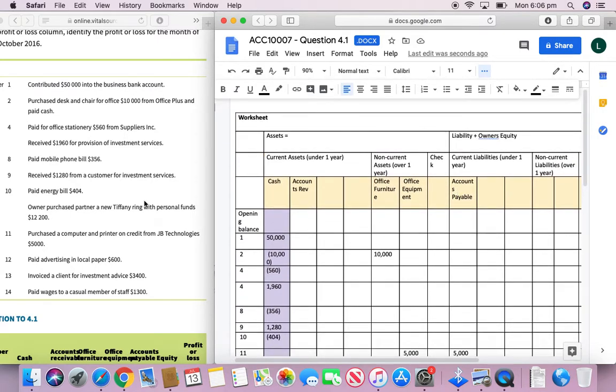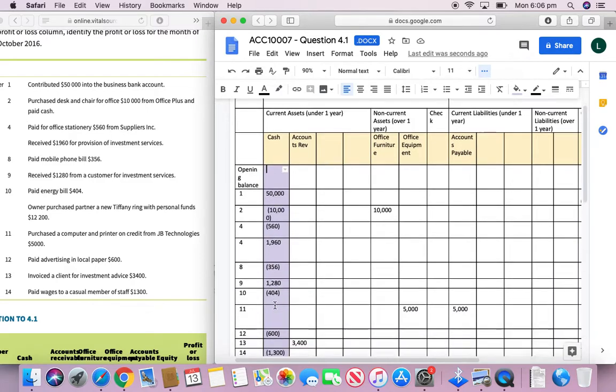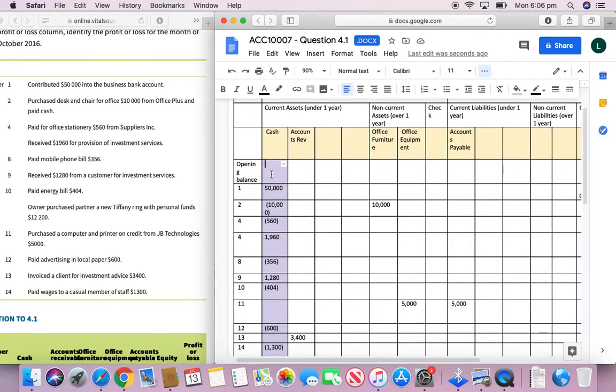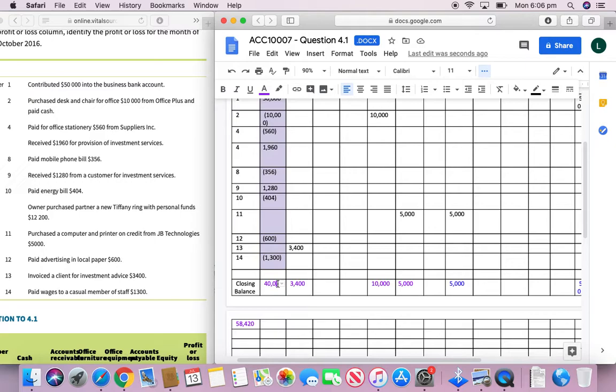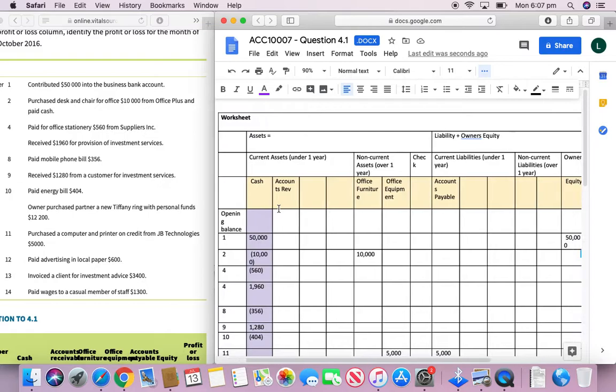But just keep in mind, if you are given opening balances, you need to complete up the top here. You need to put in your opening balances here of the applicable account. And then if you do have opening balances, you need to include it in the sum, the total of the closing balance. Because for your closing balance, the formula is your opening balance plus the movement during the period, which equals your closing balance. Okay, I hope that all makes sense.